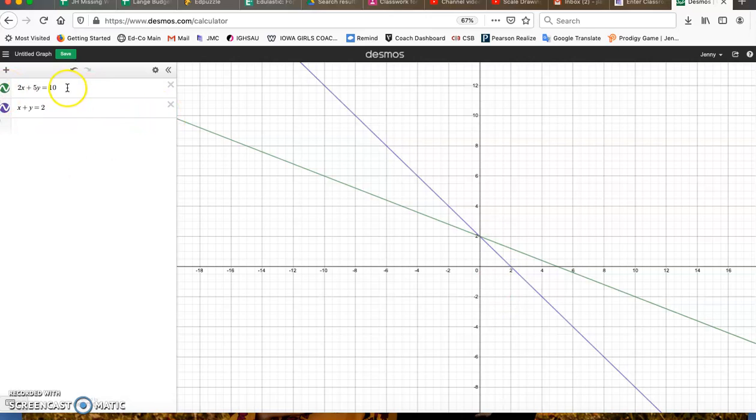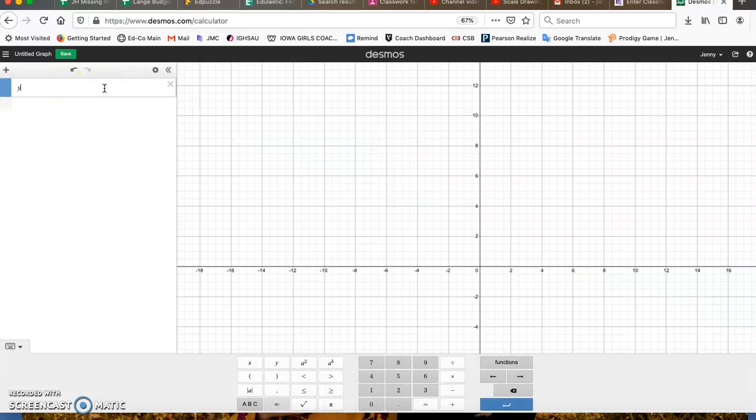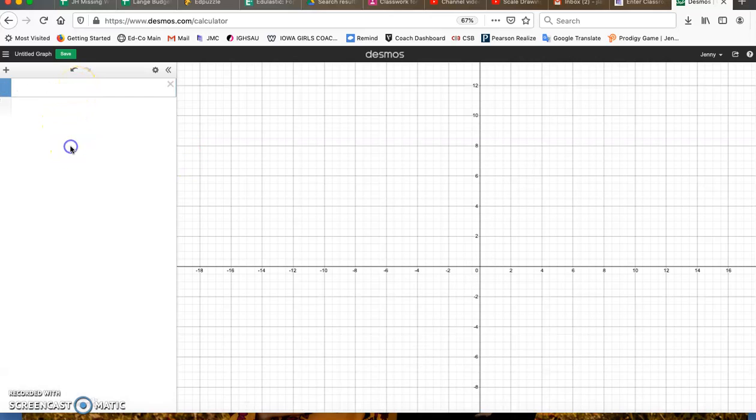All that good stuff. So that is definitely one of the huge advantages, is not having to have it in slope-intercept form. In fact, you can type it in point-slope form if you want. Okay, and it'll give you that line. So you can go ahead and type that into slope-intercept form as well, or point-slope form. So there are some advantages to using Desmos.